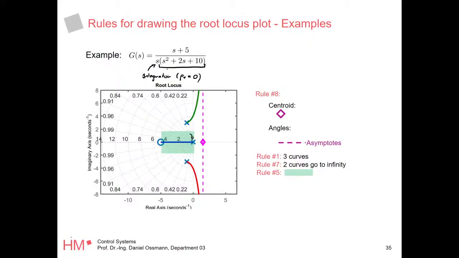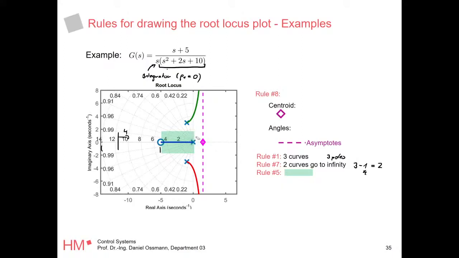So we've got 3 curves, obviously, because we again have 3 poles, and 2 of those go to infinity, because this time we only have 1 zero, so this must be 2. And if you do rule number 5, it should be pretty obvious. From here you have 0, from here you have 1, and in that area here you have 1, 2, 3. It's also an odd number, and from here you have 4. So this area cannot belong to your root locus curve on the x-axis, right? So this does not. Okay, so far so good.